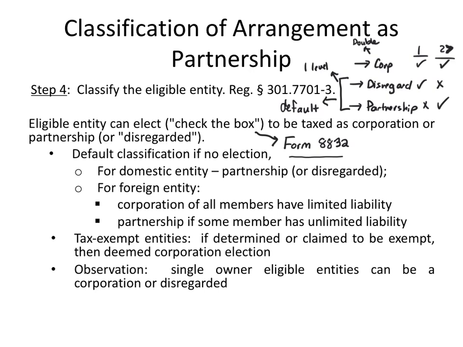So let's just recap. 4 steps, right? First step is your arrangement entity. If it's not an entity, you stop, and again, it just flows on to the owner's return.